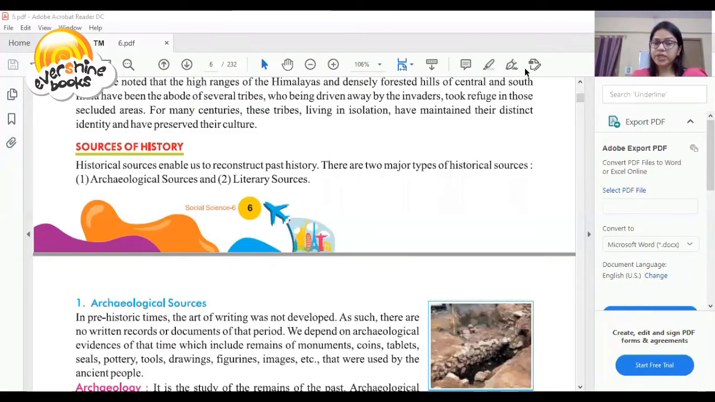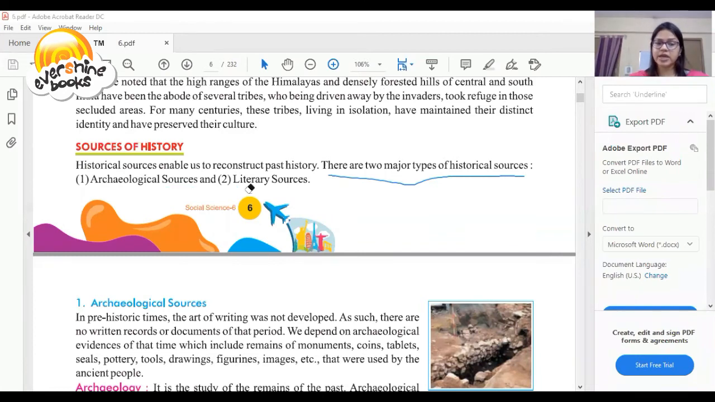So, dear student, let's understand sources of history. History sources enable us to reconstruct our past. There are two major types of historical sources. Dear student, this is very important as I am highlighting it. What are the two major types of historical sources? These are archaeological sources and literary sources. So these are the sources of history.